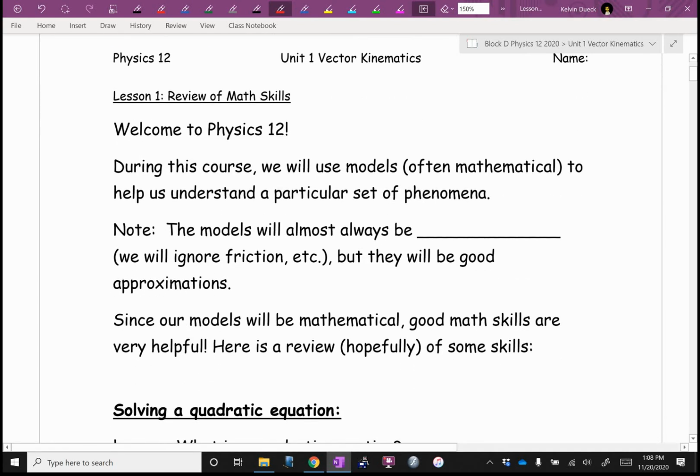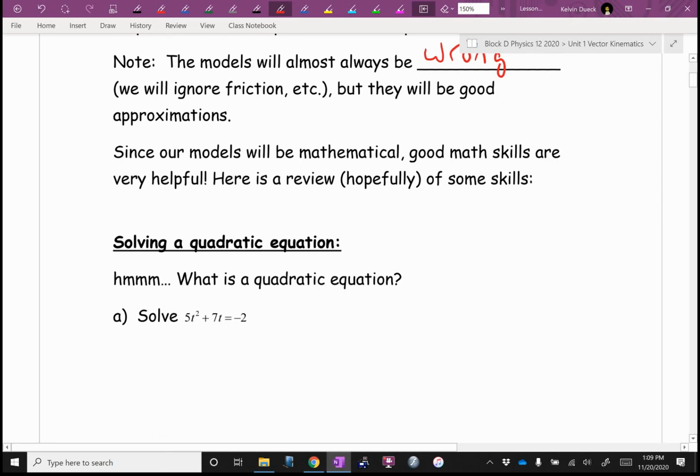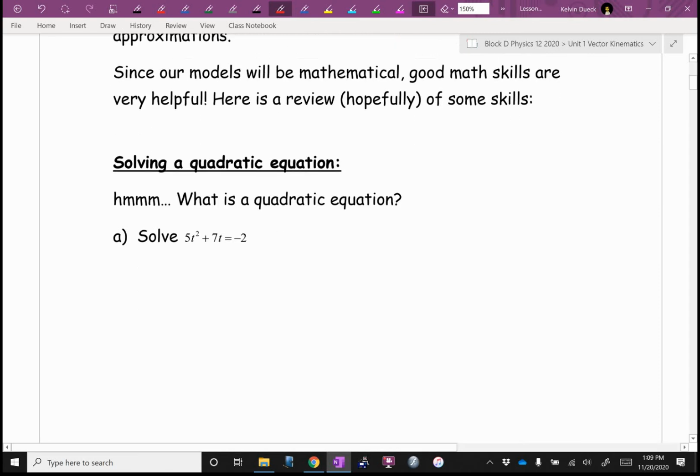During this course, we're going to use models, often mathematical, to help us understand a particular set of phenomena. And as I told you last year, these models will almost always be wrong. We'll ignore air resistance or we'll ignore friction or whatever. But they're going to be pretty good approximations. They'll be close. And since especially this year, our models will be more and more mathematical, good math skills are helpful. Here is a hopeful review of some math skills.